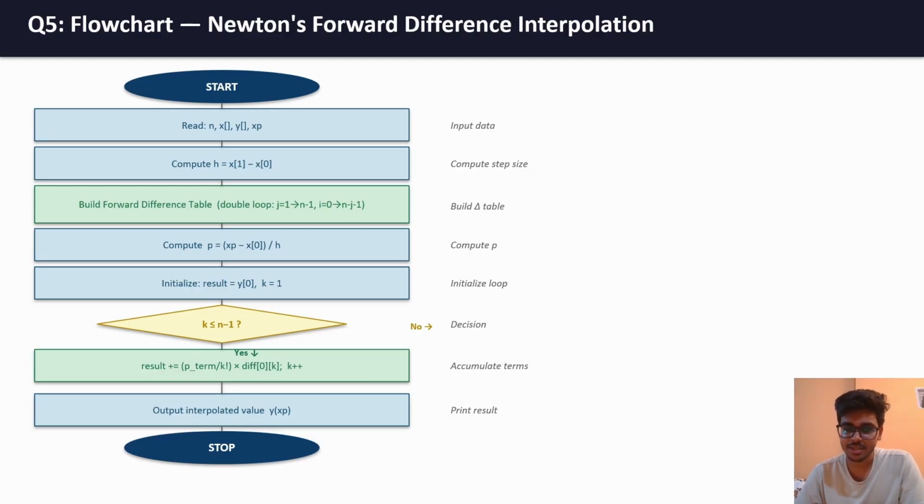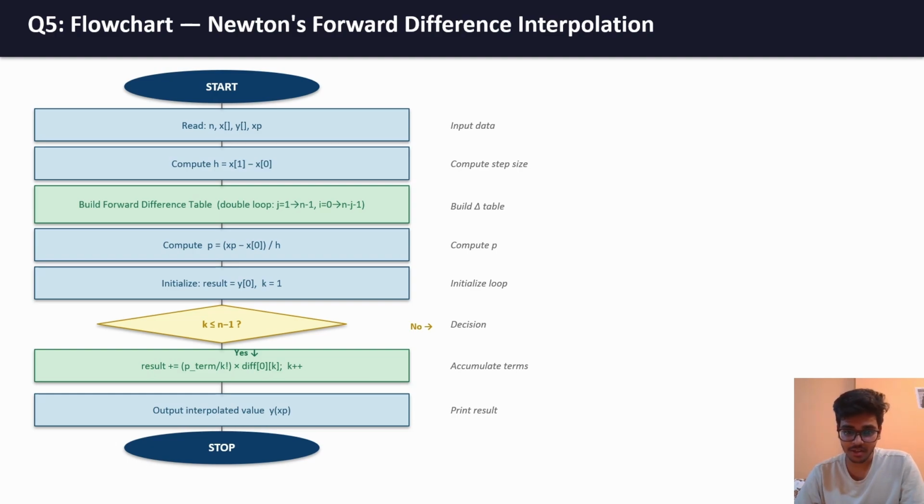If the answer is yes, we enter the loop body, the green accumulation box, which computes the kth term of Newton's formula and adds it to the result, then increments k by 1. We then loop back up to the decision box. This computes term by term until all n minus 1 terms have been added. When the condition becomes no, meaning k has exceeded n minus 1, we exit the loop. We then reach the output box which prints the final interpolated value y of xp. Finally, the flowchart ends with the stop terminal.